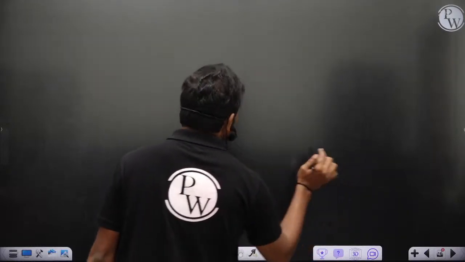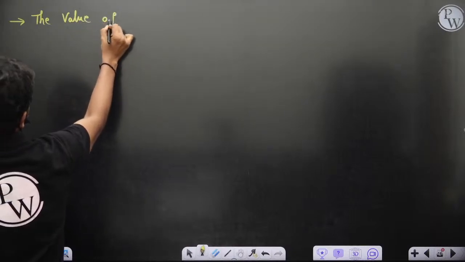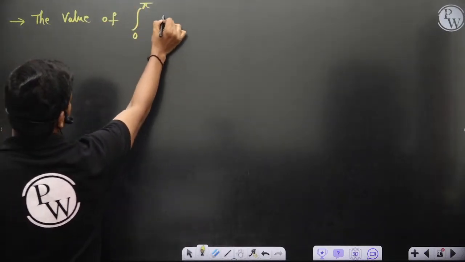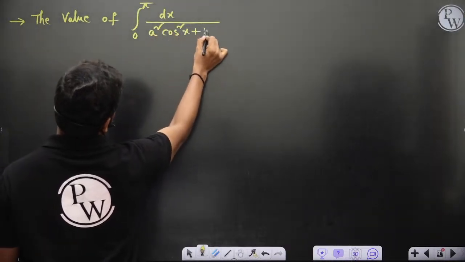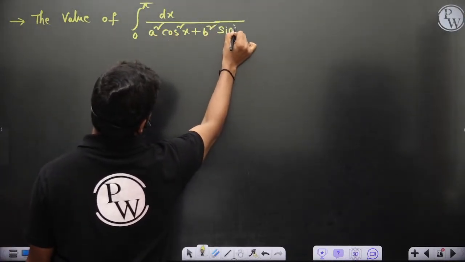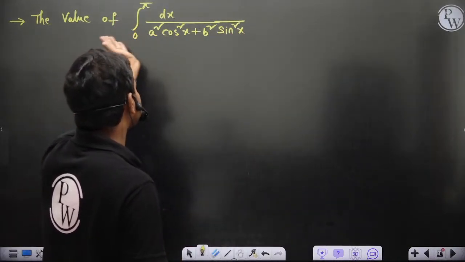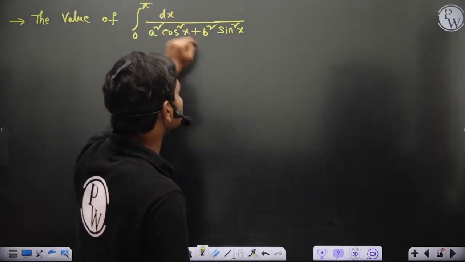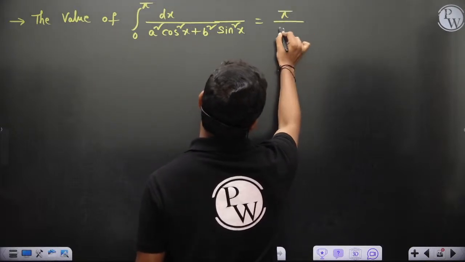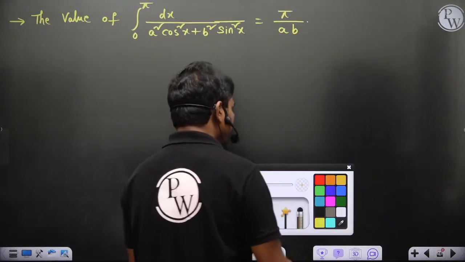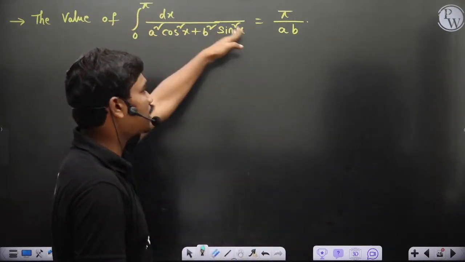Actually, the value of integral 0 to pi dx by a square cos square x plus b square sin square x. If a equal to b, then the answer is very simple. If a is equal to b, the answer is pi by a square. That's it. Because you take a square common, cos square x plus sin square x is 1, so integral 0 to pi is dx. In general, this is equal to pi divided by ab. If a and b are not equal, it's pi by ab. If a and b are equal, then ultimately this becomes a square, so you can take this a square out, then pi by a square is the actual answer.